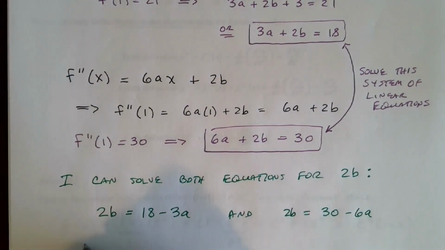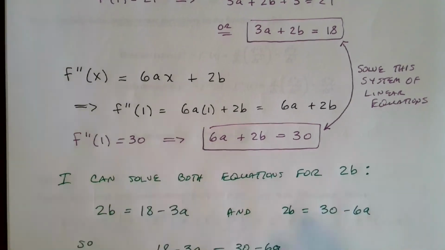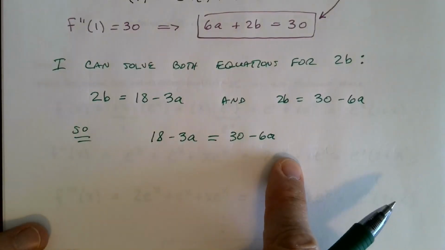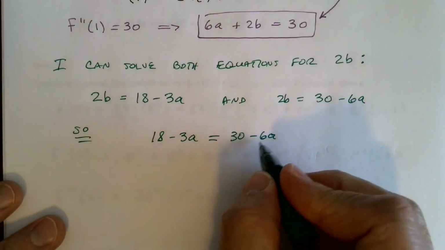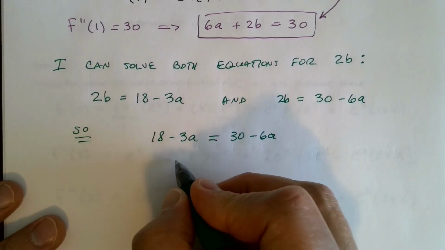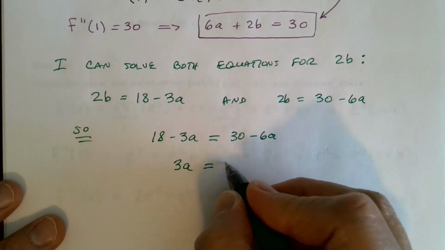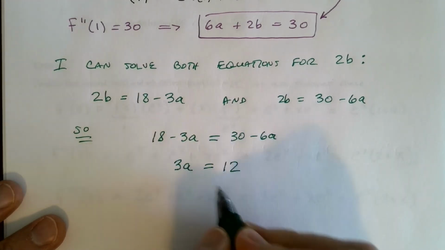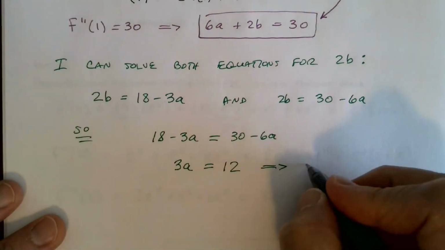And so what do we have to have true? 18 minus 3a, which is 2b, must be equal to 30 minus 6a, which is 2b. And so I can solve this equation now, which is an equation in only the variable a. So I'm going to be able to find out what a is. If I add 6a to both sides, negative 3a plus 6a is 3a. And if I subtract 18 from 30, I get 12. So I add 6a to both sides, subtract 18 from both sides, I get this. And of course, if I divide both sides by 3, I get a is 4.